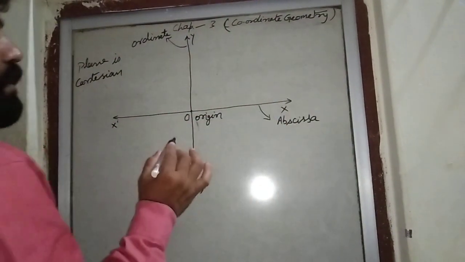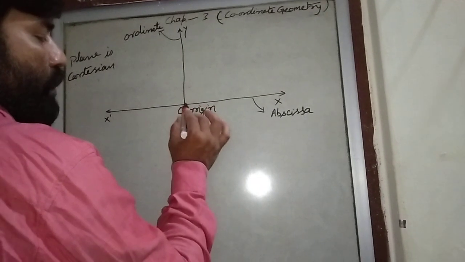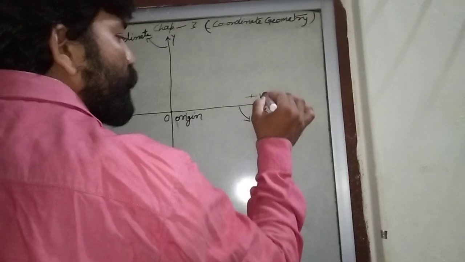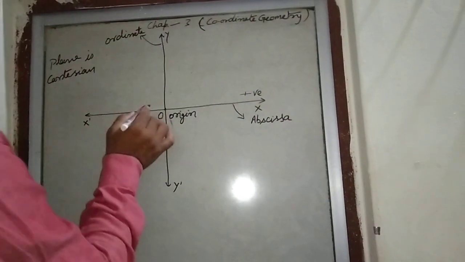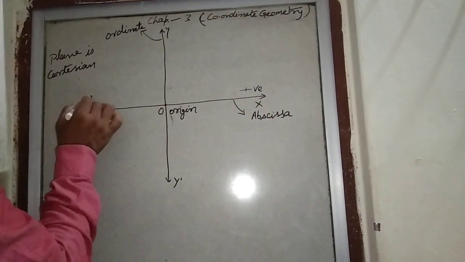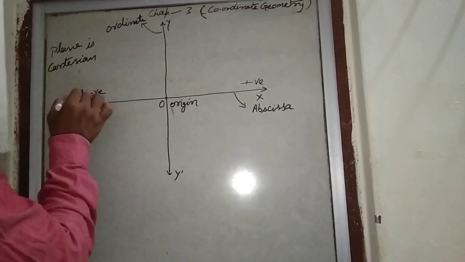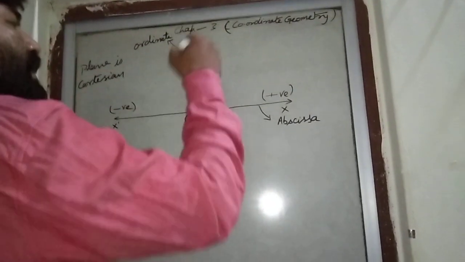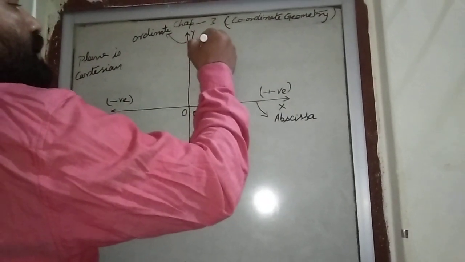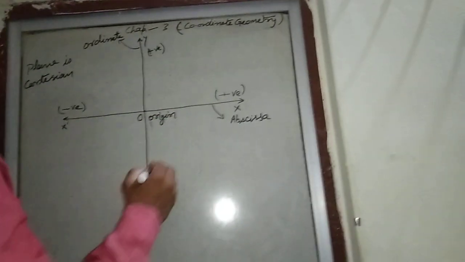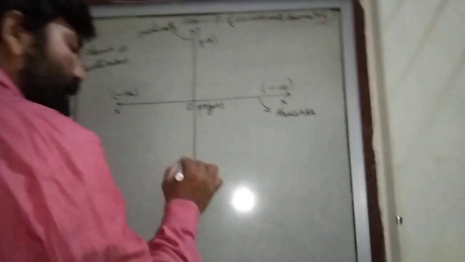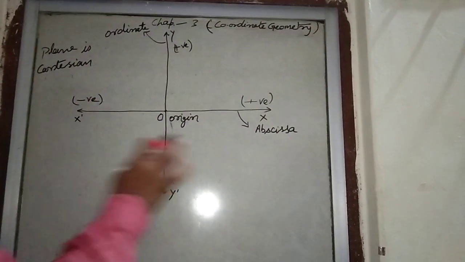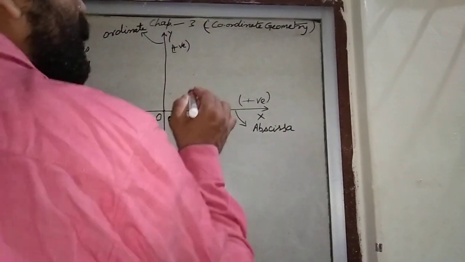And if we go from the right side in a horizontal line, then we get positive values, and on the left side negative values. And in the upward direction in the vertical line we get positive values, and downward we get negative values. And these four parts are known as the quadrants.